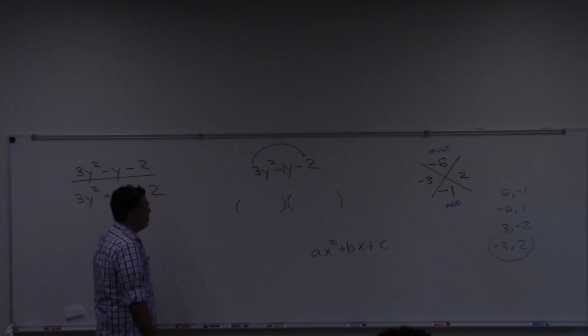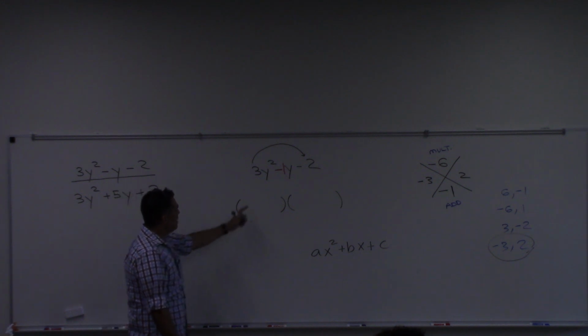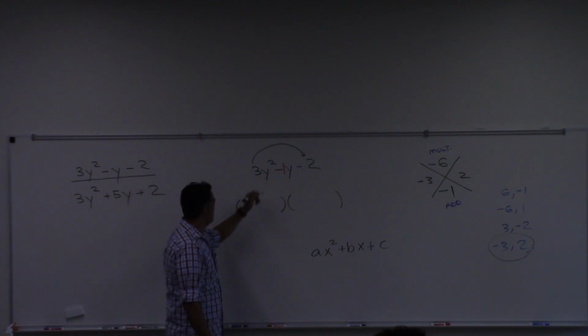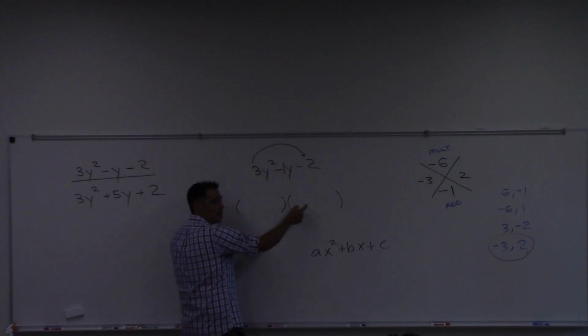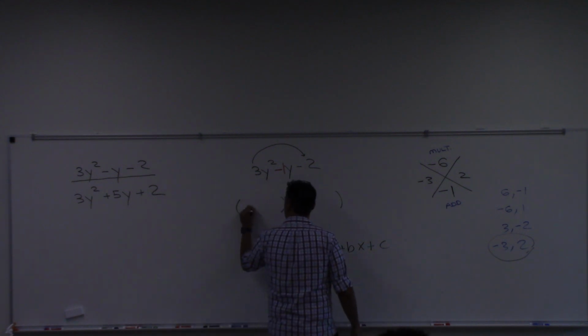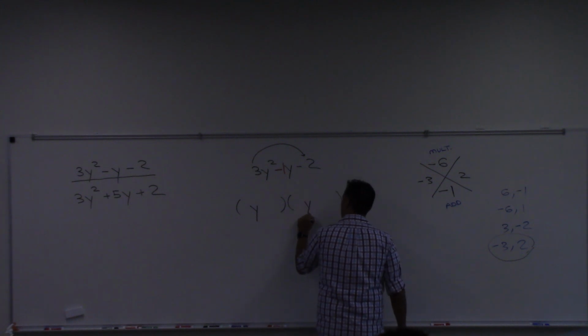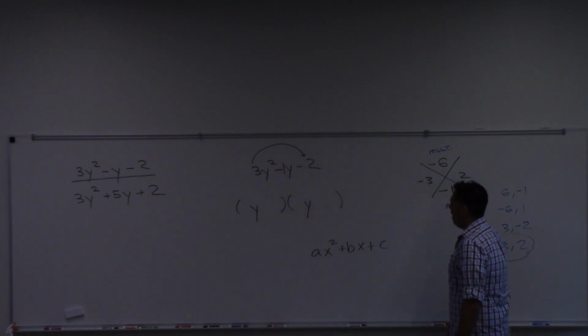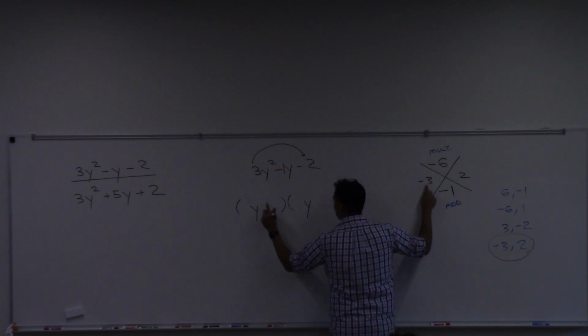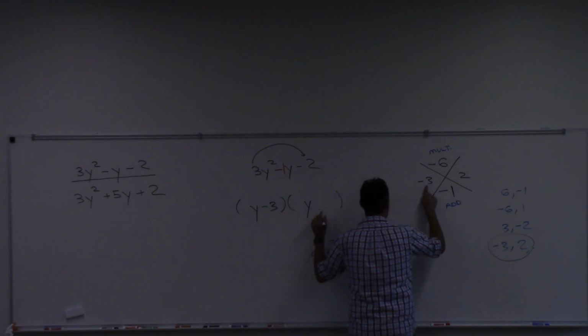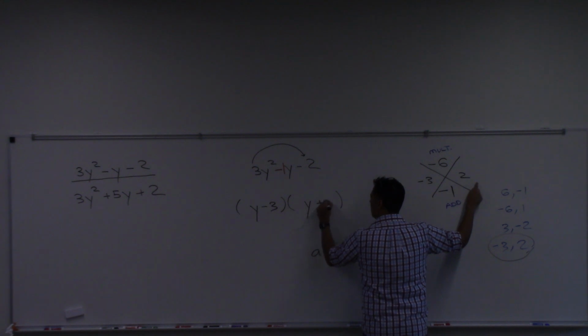So what I'm going to do is I'm going to look at what the variable was here, right? Y. I'm going to write it down here and here, and I'm going to leave a space in front of both of them, right? A little bit of a space on purpose, like that. And then next to this y, I'm going to put the first number, minus 3. And over here, because that's a positive 2, I'm going to put plus 2.